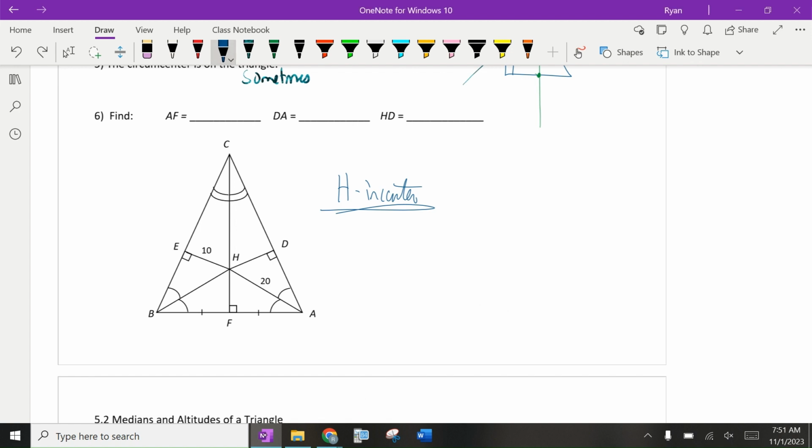Now, because it's the incenter, that means it's equidistant to all the sides. So since HE is 10, HD is 10, and then HF is 10 as well. HD is 10. That is one of our unknowns, so I do know that one.